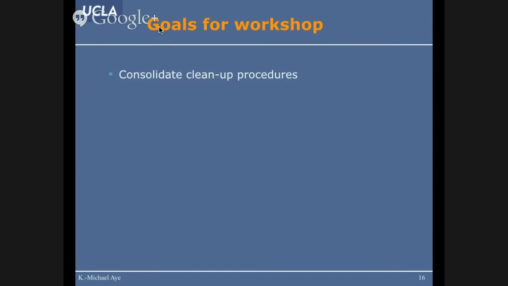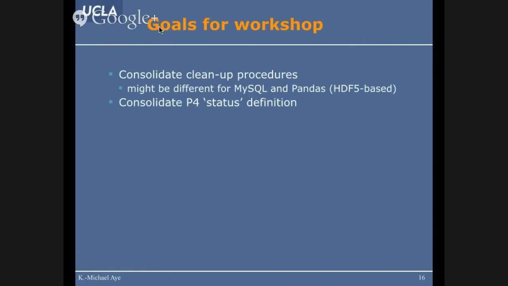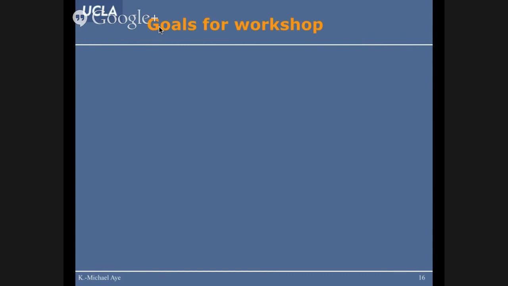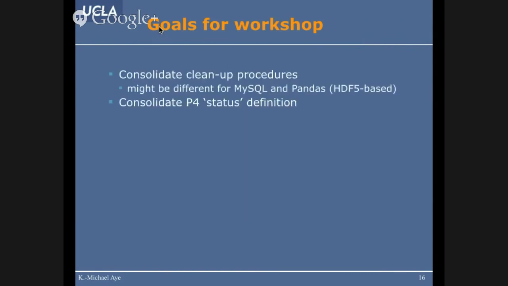Goals for the workshop. Yeah, I want to consolidate the cleanup procedures, which may be different for MySQL and Pandas. While I see Magnus using MySQL, I'm using Pandas, which is HDF5 based. But in the end, the cleaned results should be the same. Maybe the procedures might be different. The status definition, which is the point where you say when we finish an image: it's 30 counts or 100 counts, and the results are quite different. So we should maybe agree. We have now switched it to 30, but we have to come up with a way to say, is 30 really actually good, right?